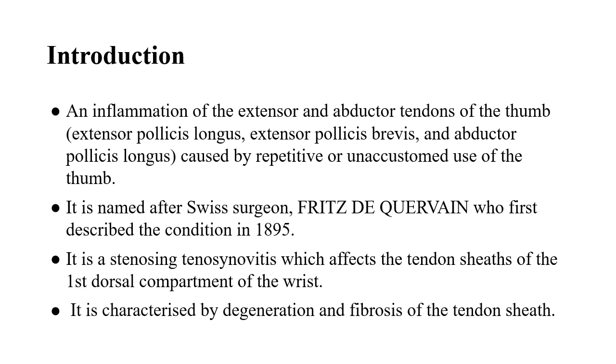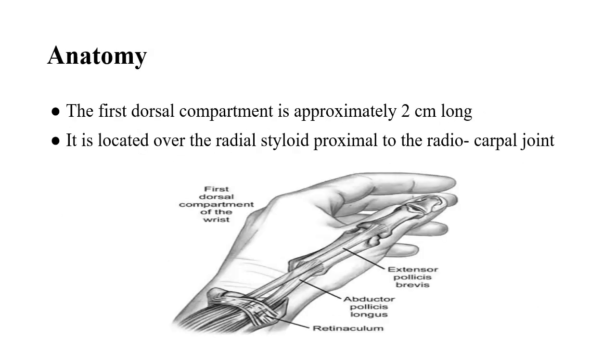Okay, in this slide we will see the anatomy of that. The dorsal aspect of the wrist contains 6 compartments that transmit the tendons to the hand. In the first compartment, abductor pollicis longus and extensor pollicis brevis. Second, extensor carpi radialis longus and extensor carpi radialis brevis. In the third compartment, extensor pollicis longus. In the fourth compartment, extensor digitorum and extensor indicis. Fifth compartment, extensor digiti minimi. In the sixth compartment, extensor carpi ulnaris.